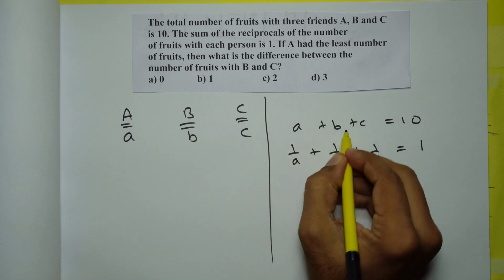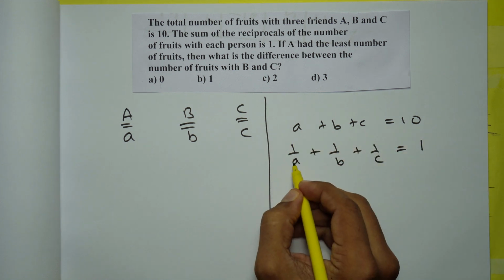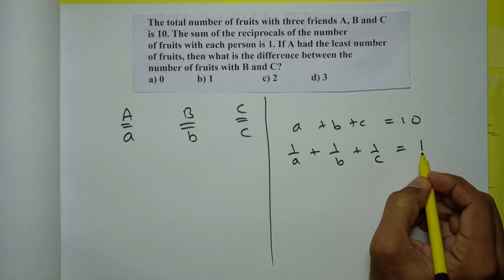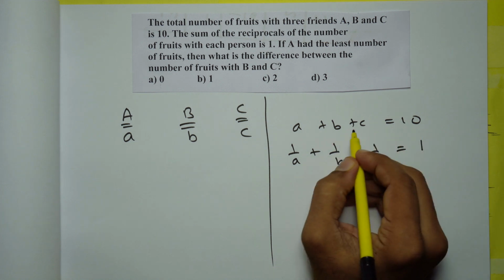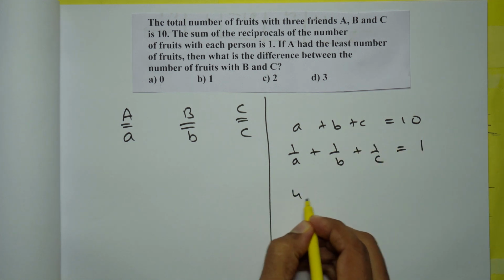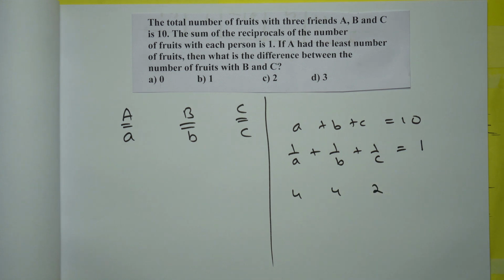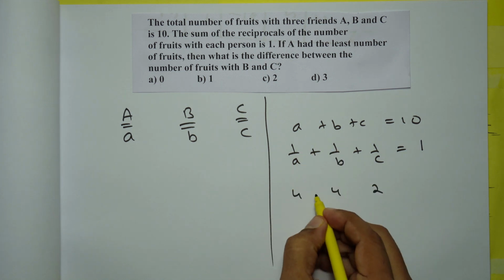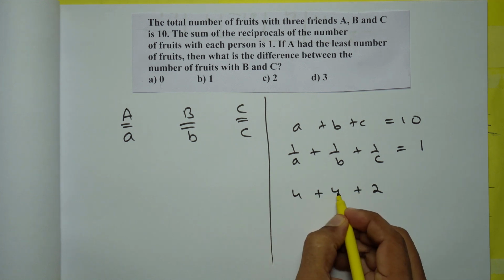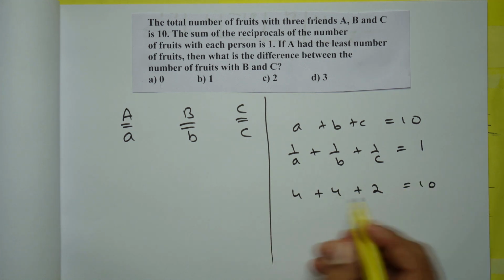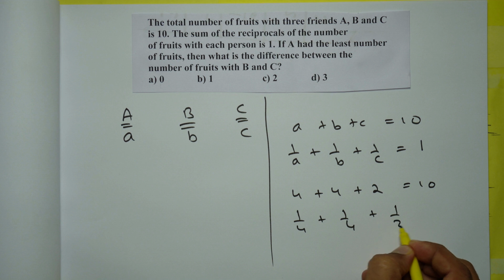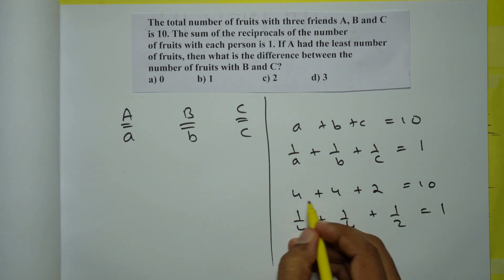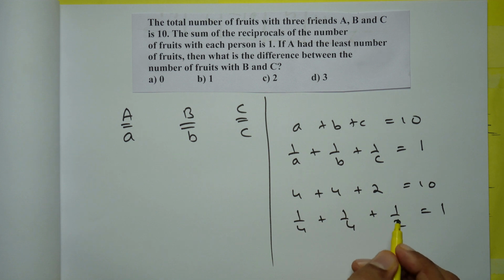Now here you have A plus B plus C is equal to 10, and 1 by A plus 1 by B plus 1 by C is equal to 1. So you have to try various values for A, B and C. And you can see that the only possible values are 4, 4 and 2. So if you assume it is 4, 4 and 2, 4 plus 4 plus 2, that is 4 plus 4, 8 plus 2 is equal to 10. It satisfies. Then 1 by 4 plus 1 by 4, that is 1 by 2 plus 1 by 2, that is also equal to 1. So these are the only possible values, 4, 4 and 2, such that these two equations are satisfied.